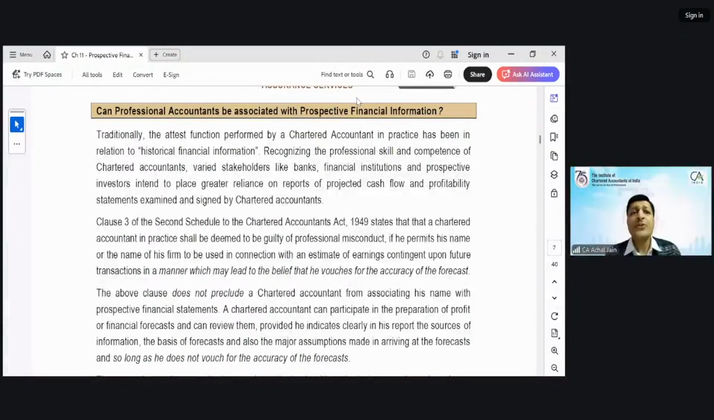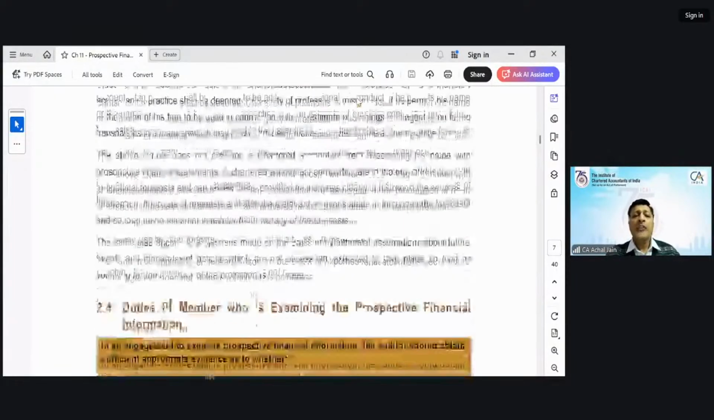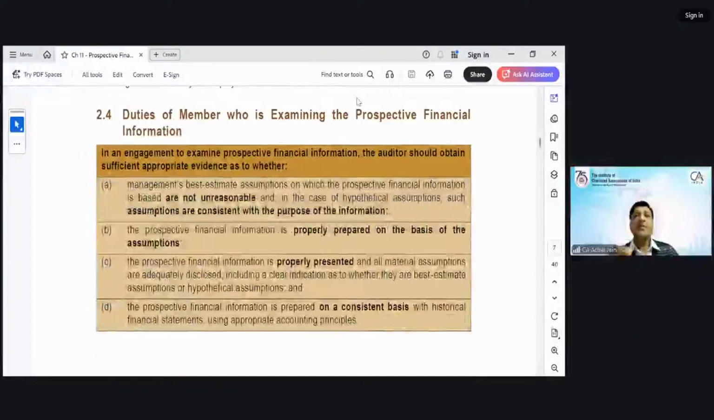Now, can the professional accountants be associated with prospective financial information? The answer is, of course, yes. Now, as regards this requirement of examination, of course, we are talking about a practitioner.